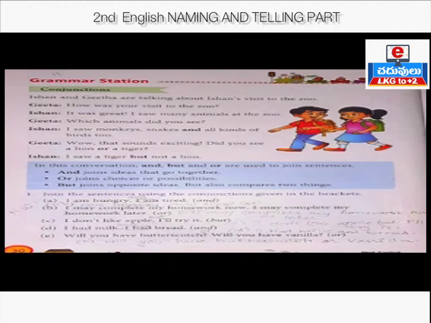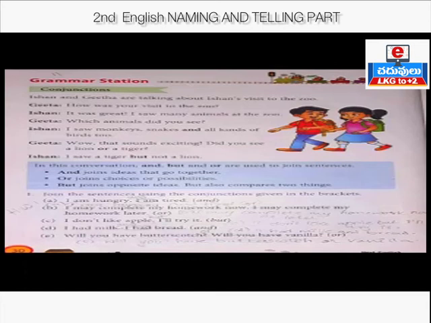Join the sentences using the conjunctions that are given in the brackets. First one. I am hungry. I am tired. This sentence is showing that you have to use and. In this sentence you have to use and. And how will you write this sentence? I am hungry and tired. You should not write I am again. Okay? I am hungry and tired.